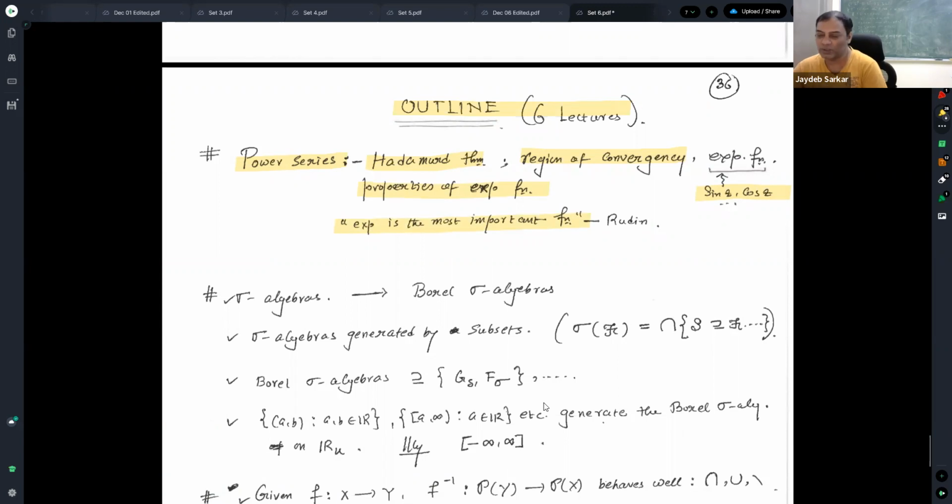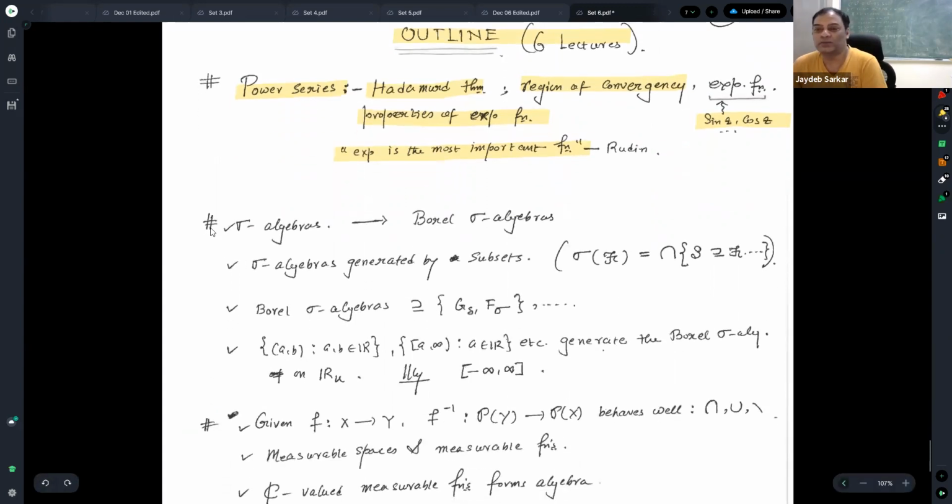It is correct because Rudin said. When Rudin says something, you have to be really careful. But also my experience tells, and perhaps yours, when you do research, you will see it is indeed true. The exponential is the most important function. Not polynomial. Polynomial is a good guy, but after that level, exponential is the one.